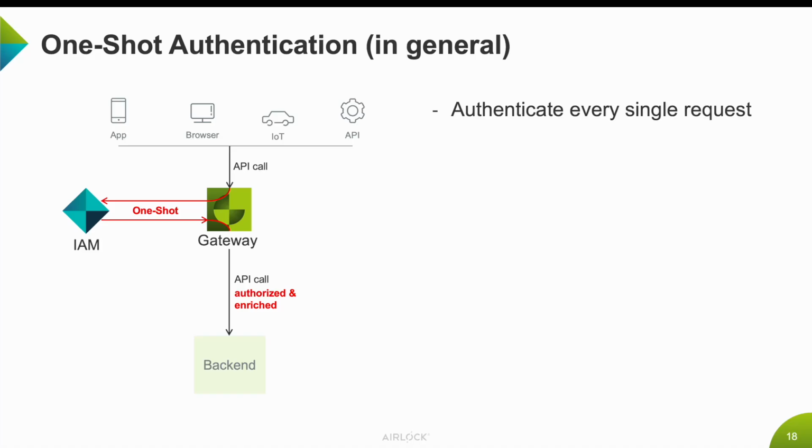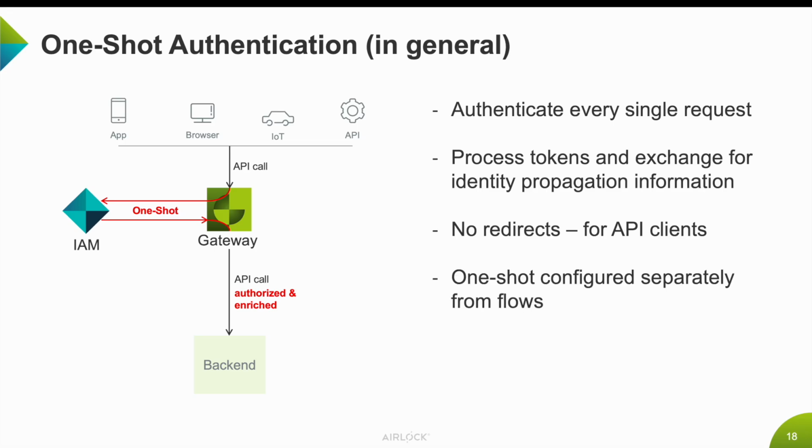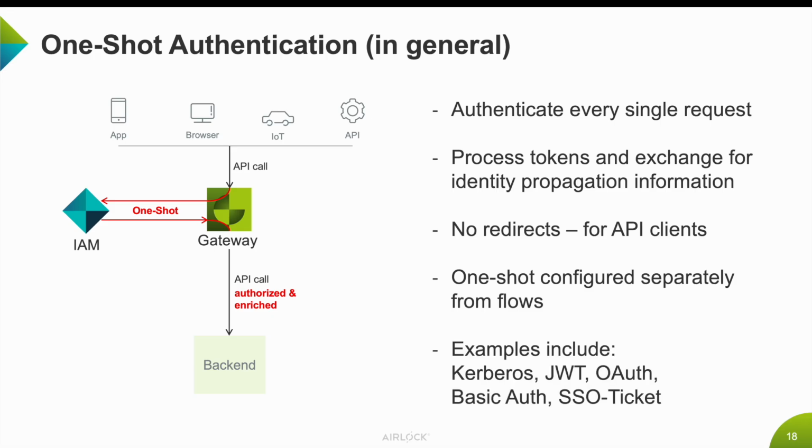So in one-shot authentication, we authenticate every single request. IAM can process, for example, tokens in the request and exchange them for identity propagation for the backend. There are no redirects, so this is targeted at API clients. And one-shot is configured separately from flows so far. Examples to authenticate requests include frontside Kerberos, JWT tokens, OAuth tokens, basic auth, and single sign-on tickets.